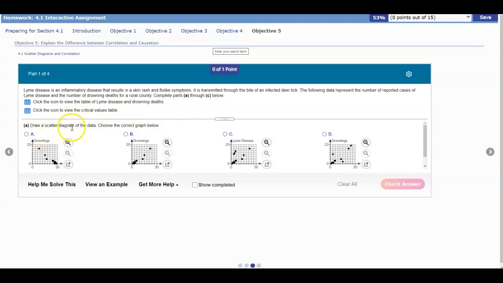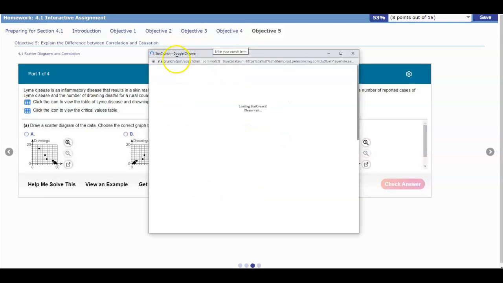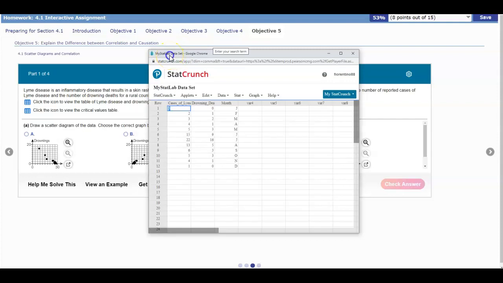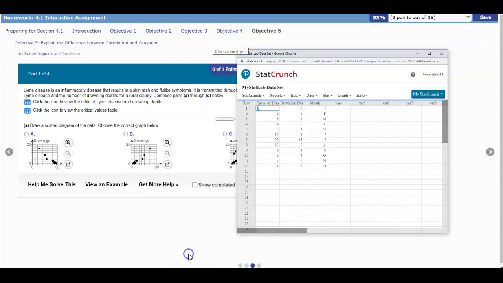First thing we want to do is draw a scatter diagram of the data, and then we're going to choose the correct graph below. So we're going to click on the icon here. We're going to load up the data, and then select Open Up in StatCrunch. Okay, so I'm going to go ahead and close this part and then open that back up.